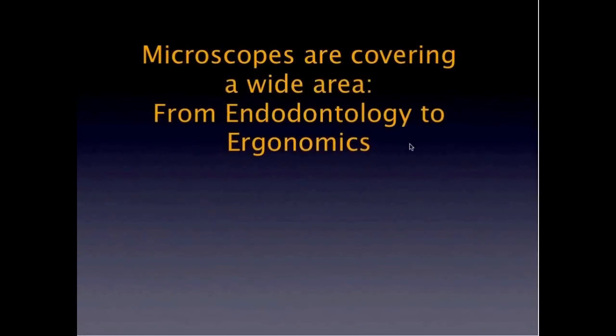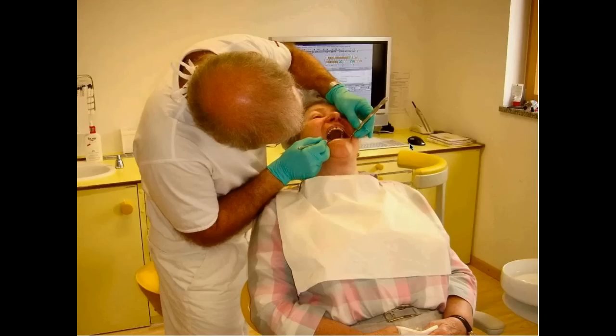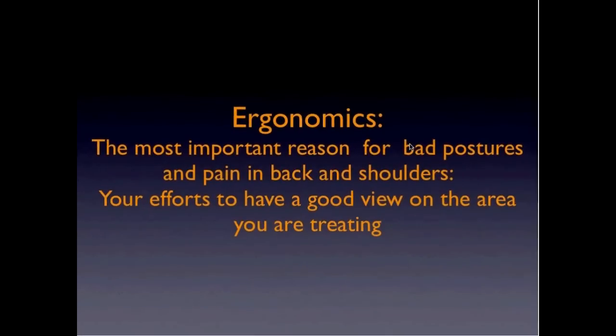Microscopes cover a wide area. We started with endos, and now we get to ergonomics. I think everybody knows this situation. You do a quick look at your patient and bend your body as far as possible just to see what you are doing. Of course, most colleagues nowadays are sitting when they are working, but still they have to bend and twist to see what they are doing. And the most important reason for bad postures and pain in back, neck and shoulders is that you want to see what you're doing, and that's really bad.